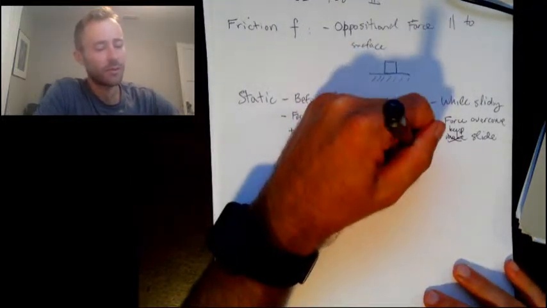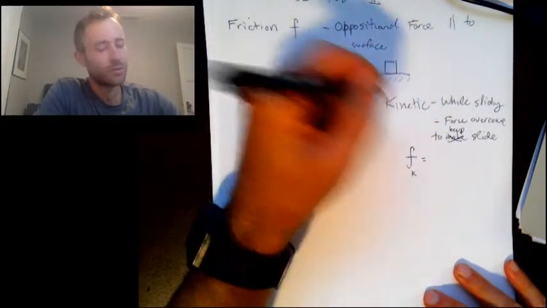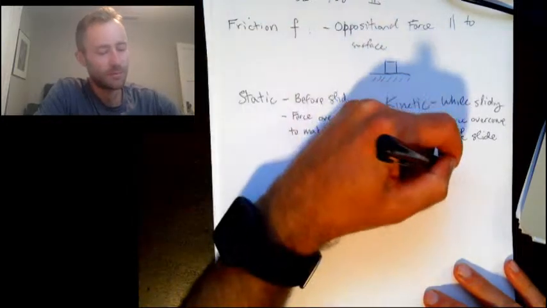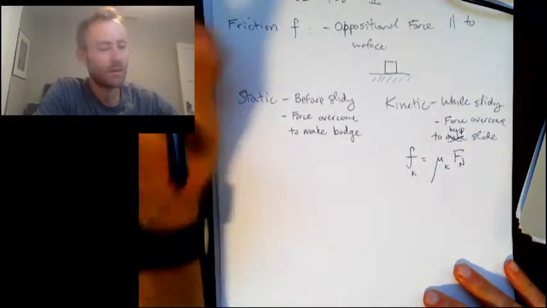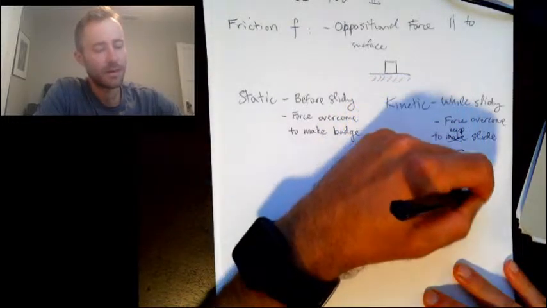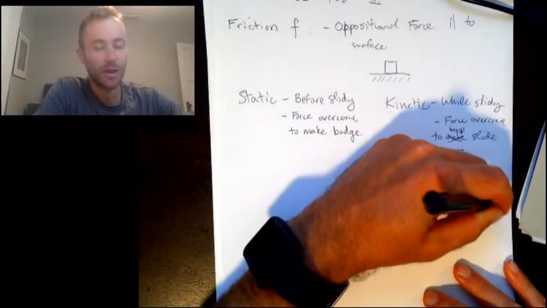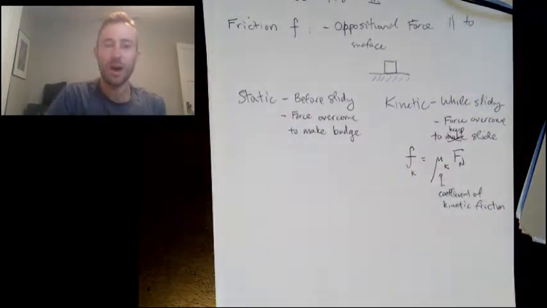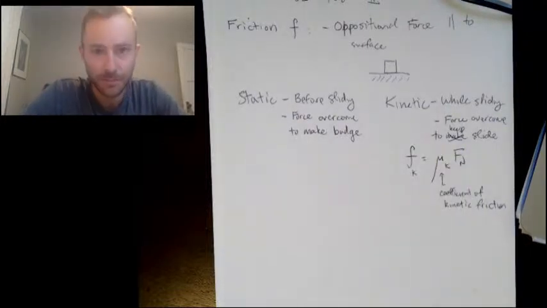There's a formula for kinetic friction. So kinetic friction is F sub K. And it is equal to mu sub K, this is the Greek letter mu, times the normal force. Okay? Mu sub K is called the coefficient of kinetic friction. And it is a constant that depends on how rough the surface is. So, for example, ice is very slippery. It has low friction, so it has a low coefficient of friction. Okay?